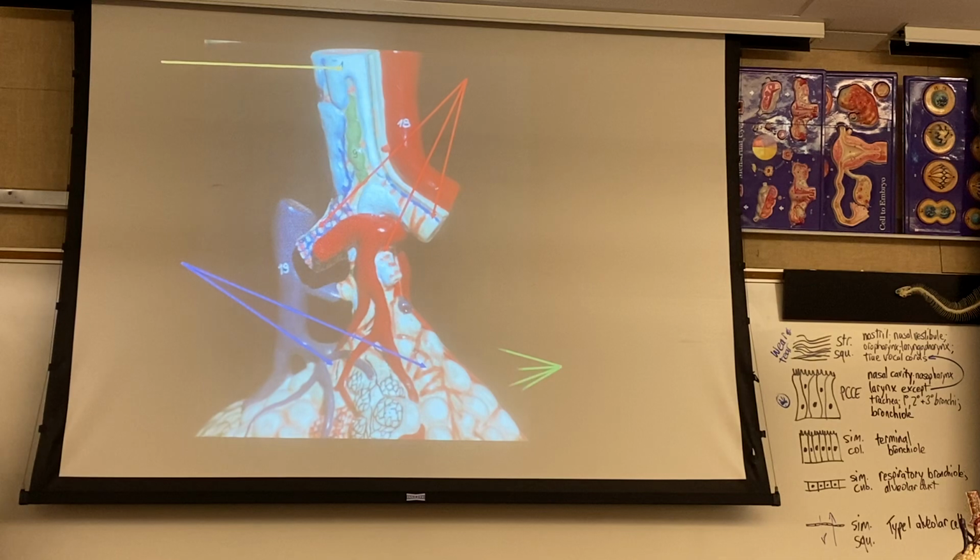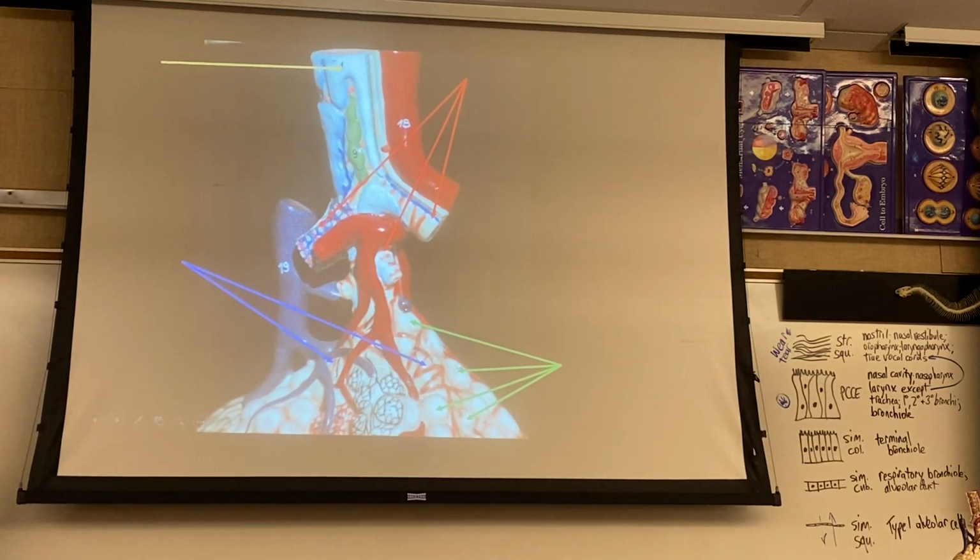Again, the reason why these are respiratory bronchioles is because you got single grapes on them. Those are respiratory bronchioles. Blue is respiratory bronchioles, and the green is the single grapes, alveoli. That's why they're called respiratory bronchioles. They have alveoli. Okay.